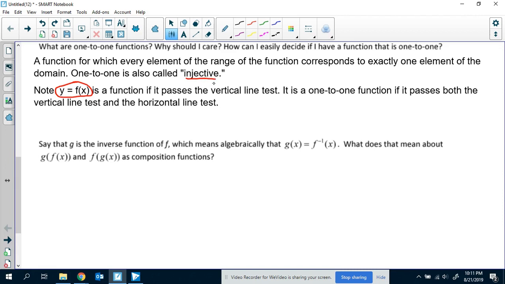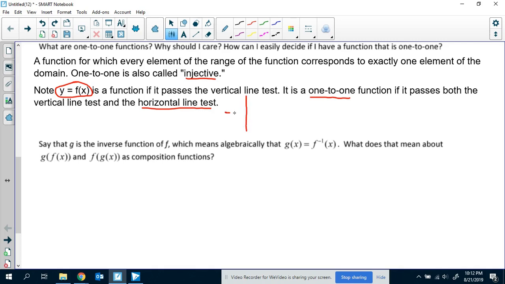We know that y equals f of x is only a function if we pass the vertical line test. An easy way to tell if something is injective or one-to-one is if it passes the vertical line test, because it has to be a function, and the horizontal line test. Horizontal line test means that there is exactly one element of the range for every element of the domain.